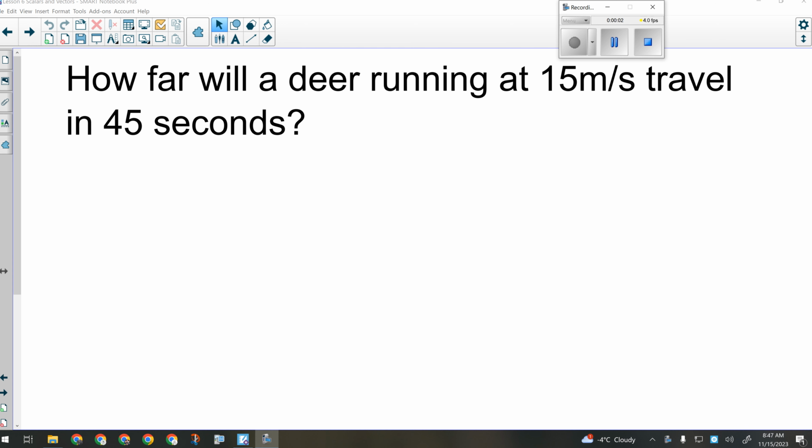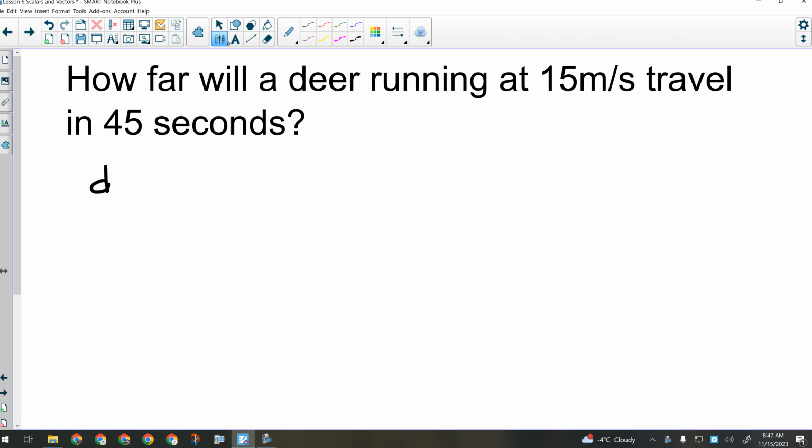Okay, so anytime we start out with a physics problem, we want to start out the same way we did with the mole equation. The first thing we want to do is write down our givens. In this question it says, how far will a deer, how far means what? Distance. So we're looking for distance. Running at 15 meters per second. Speed, because they didn't give me a direction, that's how I can tell it's not velocity. Travel in 45 seconds. Time.